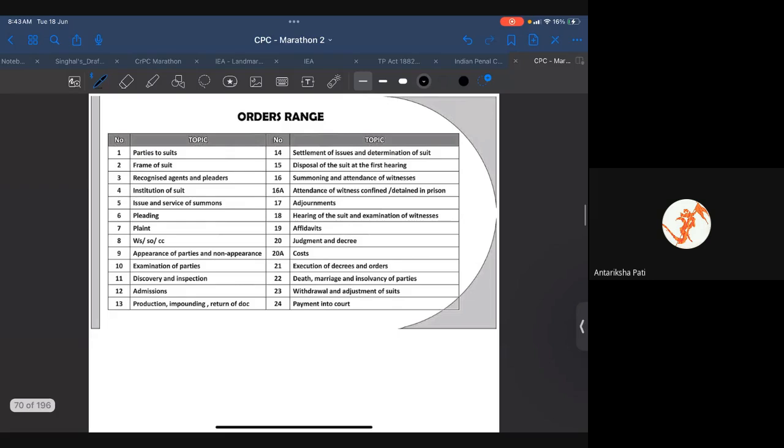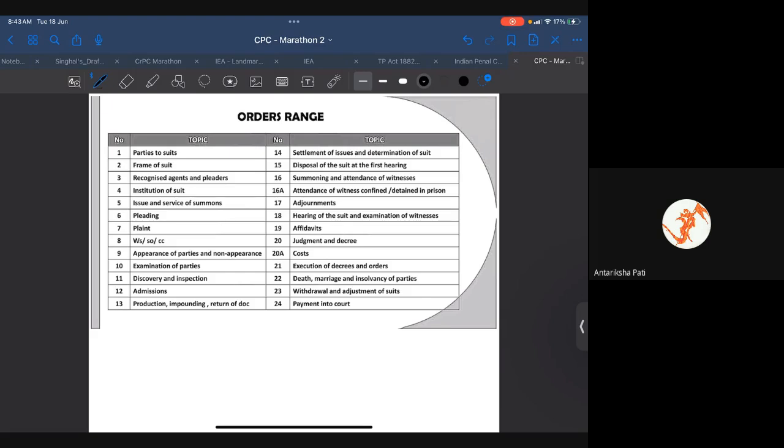So yes, Order 1, parties to the suit. 2 is frame of suit. 3 is recognition and pleader. 4 is institution of suit. 5 is issue and service of summons. 6 is pleadings. 7 is plaint. 8 is written statement. Along with that, it is also talking about the counterclaim, etc., which can be made. 9 is appearance of parties and non-appearance. 10 is examination of parties. 11 is discovery and inspection. 12 is admission. 13 is production, impounding, return of documents.